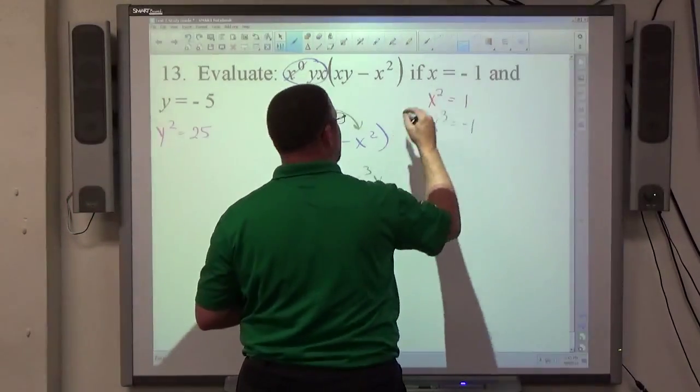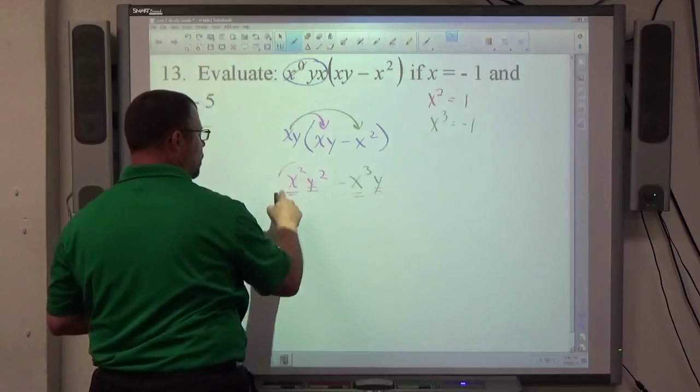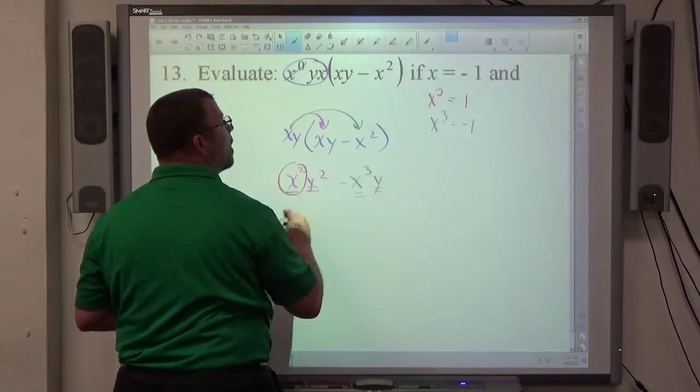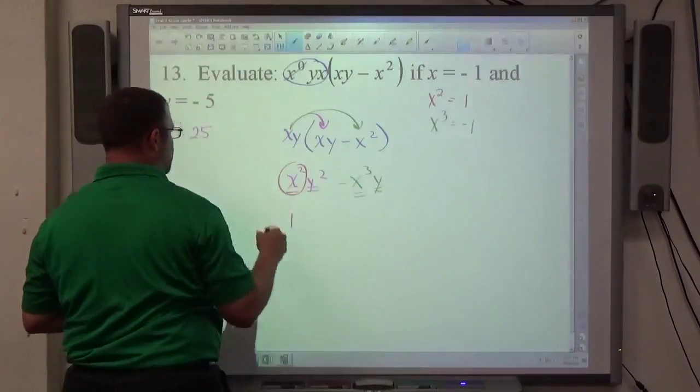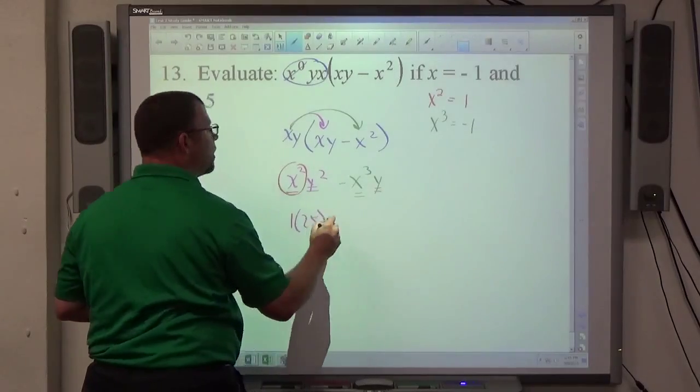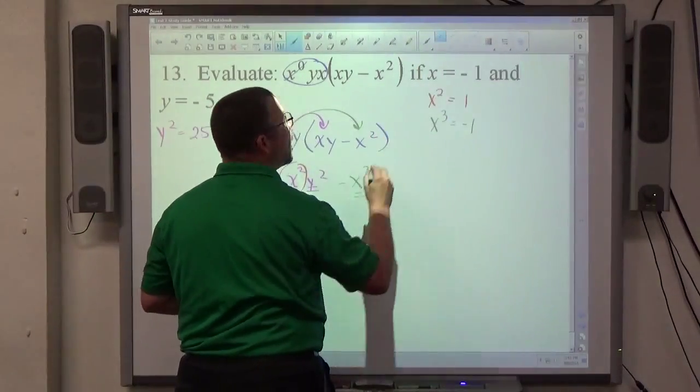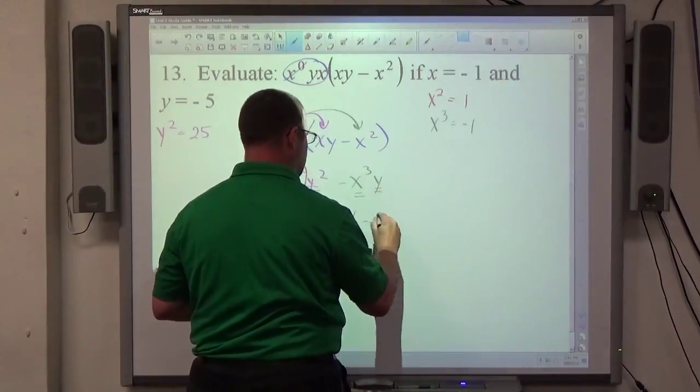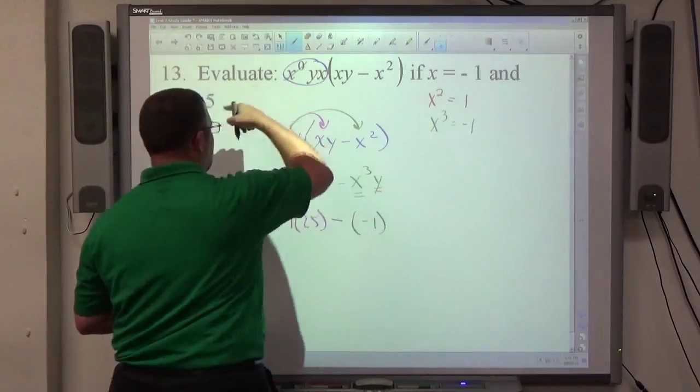So if I just come down here and start substituting in, x squared is 1. That's being multiplied by y squared, which is 25. That's being subtracted by x cubed, which equals negative 1, being multiplied by y, which is negative 5.